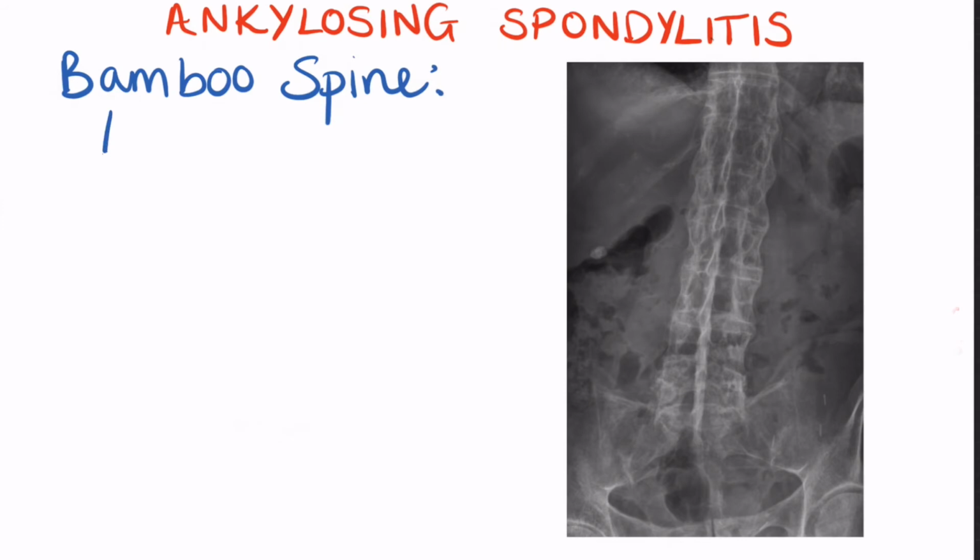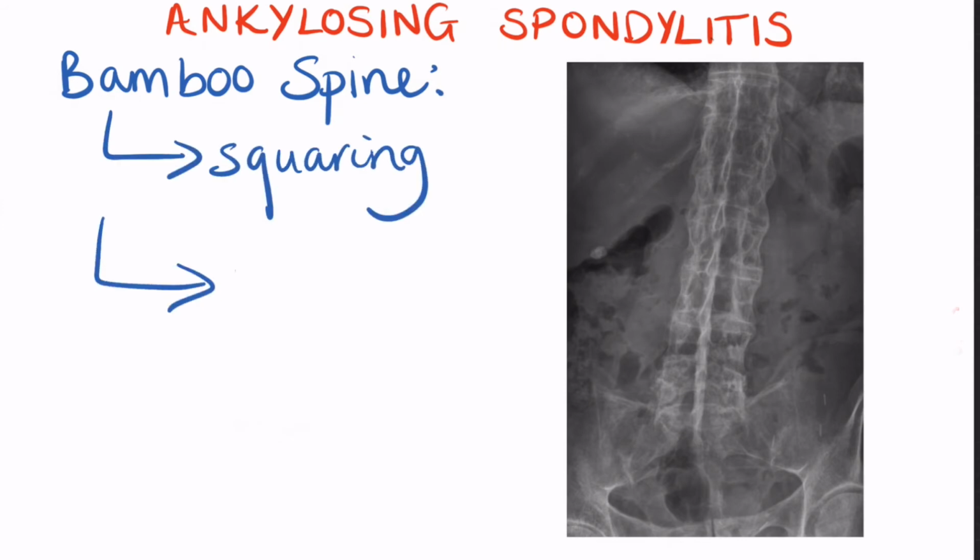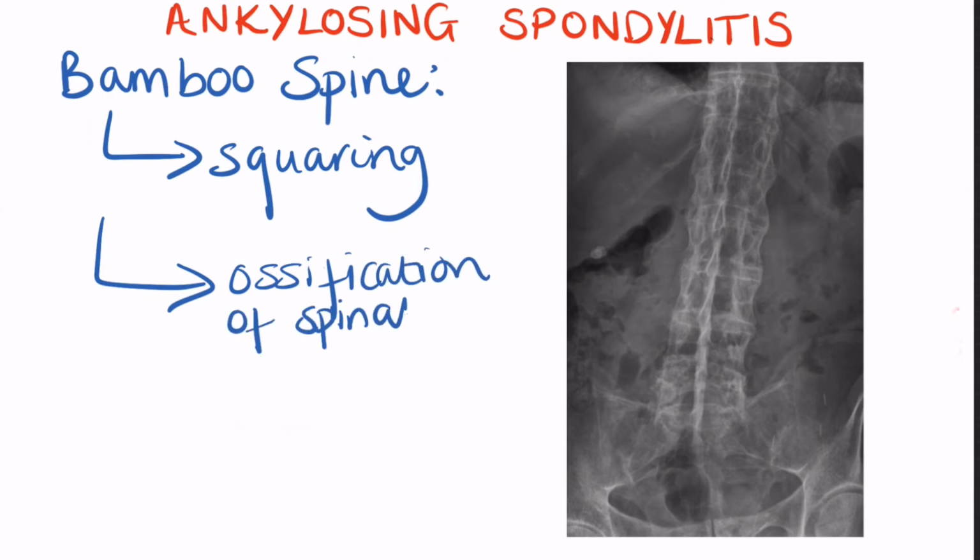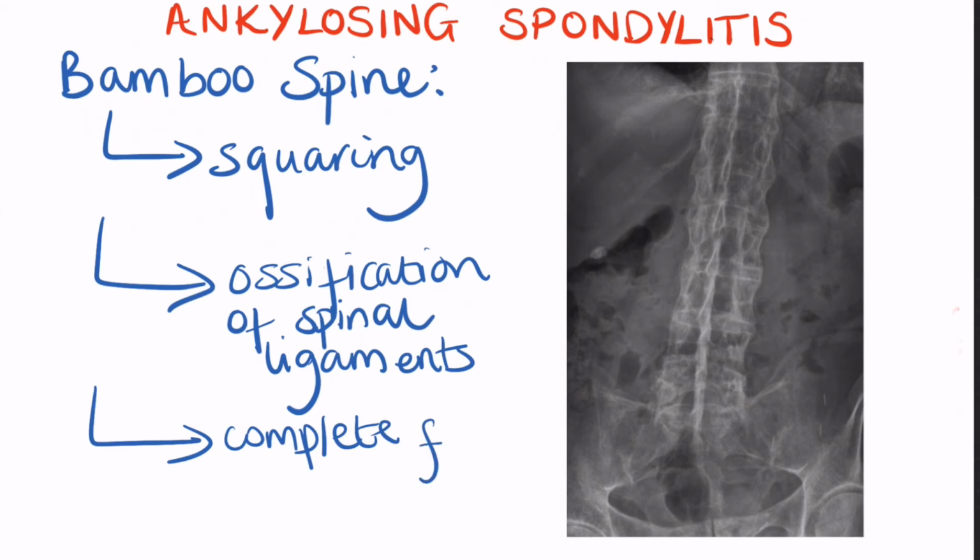Bamboo spine occurs late on in AS. Initially, the vertebral bodies may become squared. In later stages, syndesmophytes form between vertebrae, and there is ossification of the spinal ligaments. In very late stage of the disease, there may be complete fusion of the vertebral column. This is known as bamboo spine.